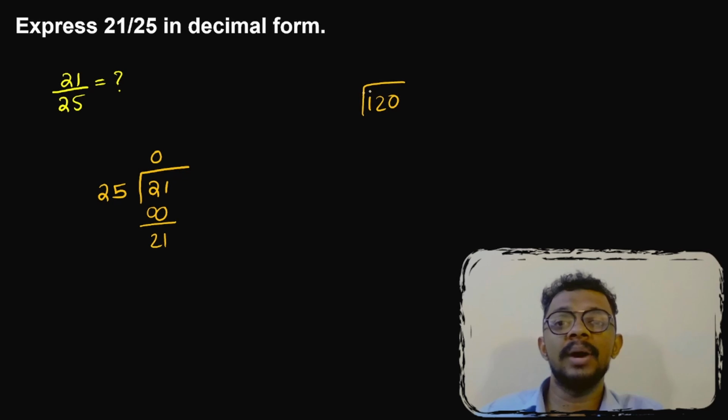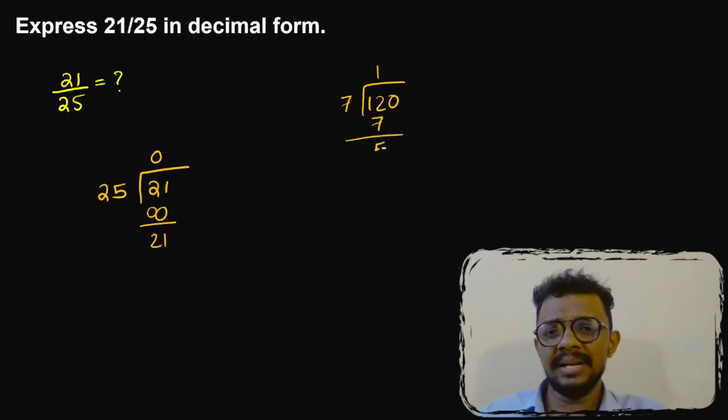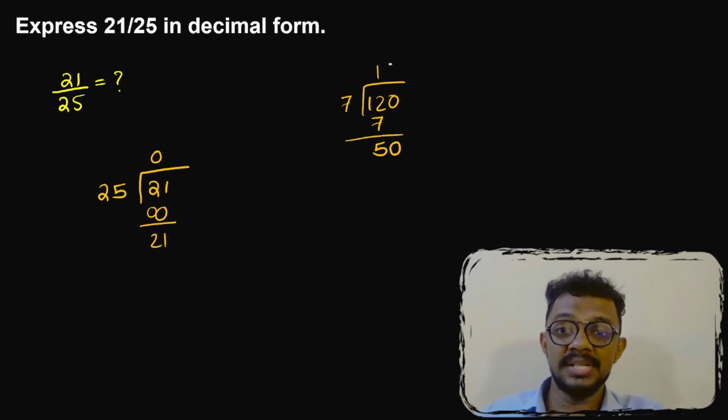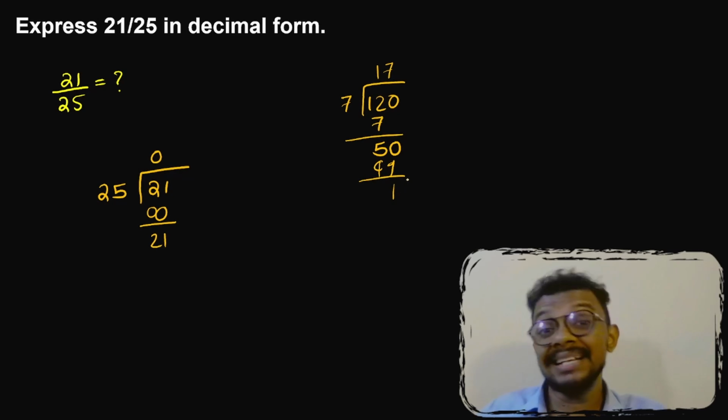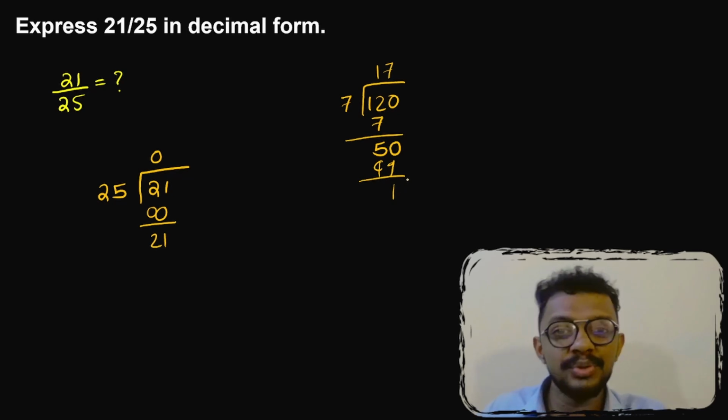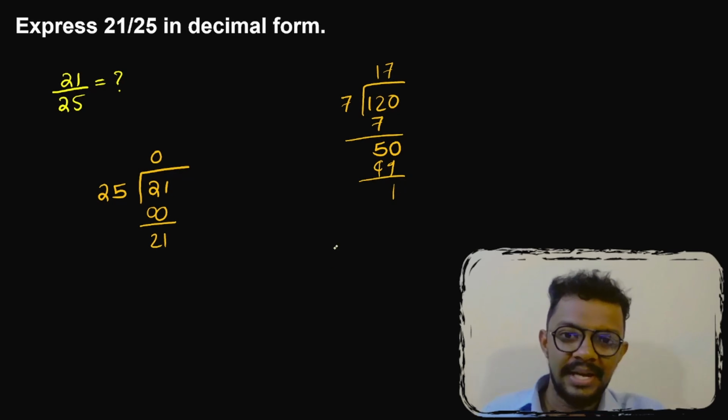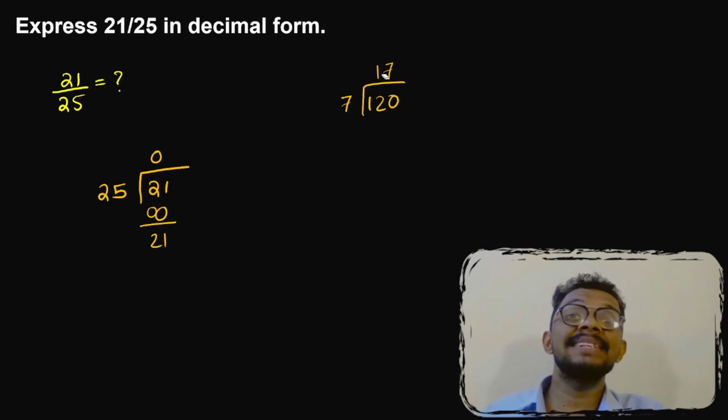120 divided by 7. In 12, how many sevens are there? 1. 1 into 7, 7. Subtract, I will get 5. Then bring down the next one, 50. In 50, how many sevens are there? The answer is 7. 7 into 7, 49. Remainder 1. We learned it already, how to divide two numbers. Now, the same way I will divide these numbers, 21 and 25.